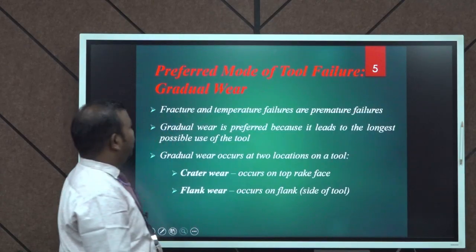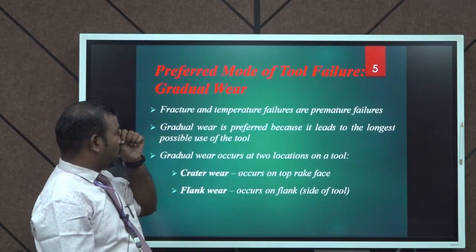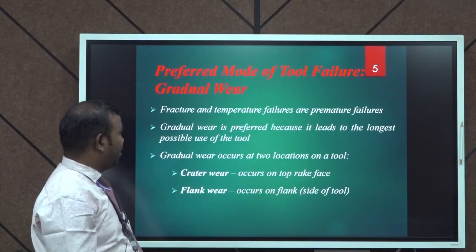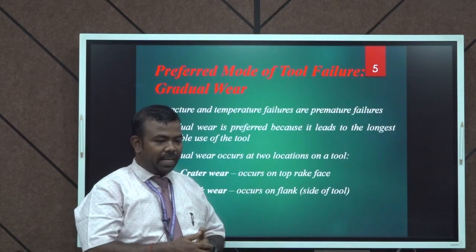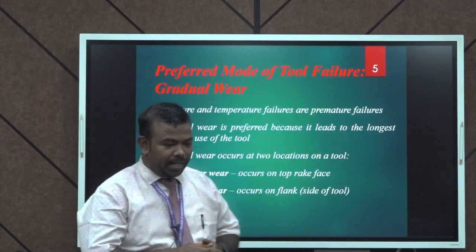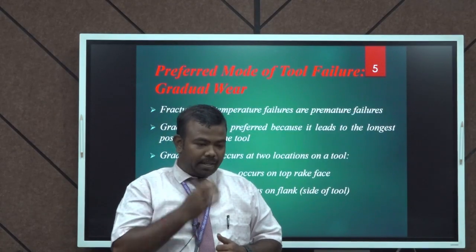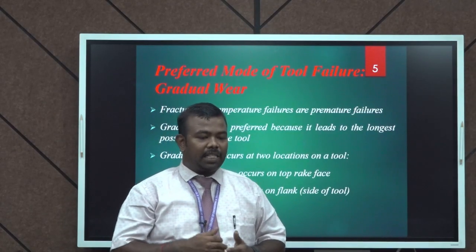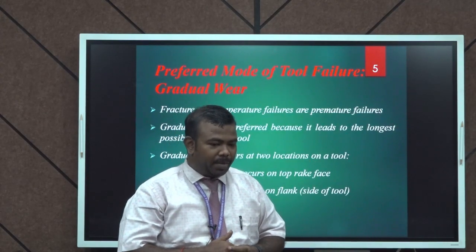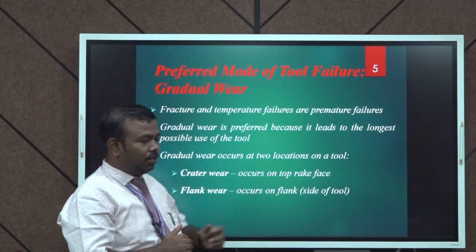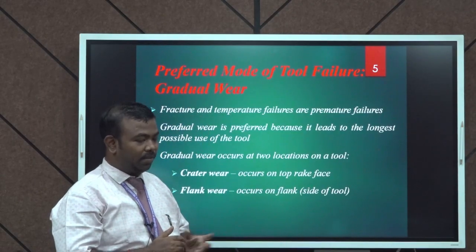Then the preferred mode of tool failure is gradual wear. After seeing the wear mechanism, it is very clear. Fracture and temperature failures are prominent failures, whereas gradual wear is preferred because it gives the longest possible usage of the tool.